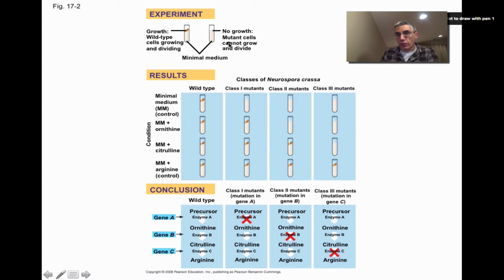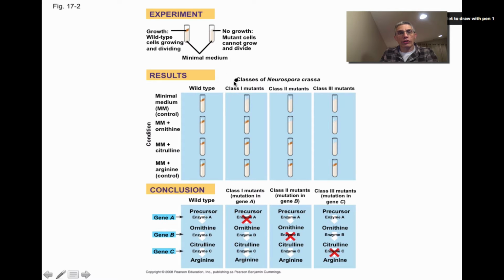But the mutants, on the other hand, could not grow on the medium simply because they were lacking an essential amino acid or enzyme to be able to eventually create that end product that Beadle and Tatum were looking at, which was arginine.